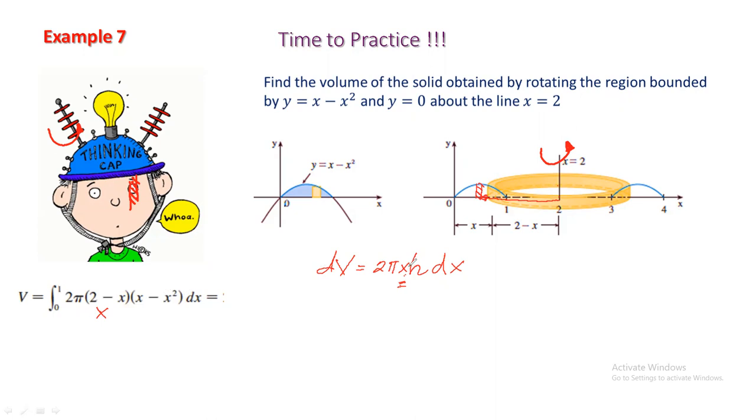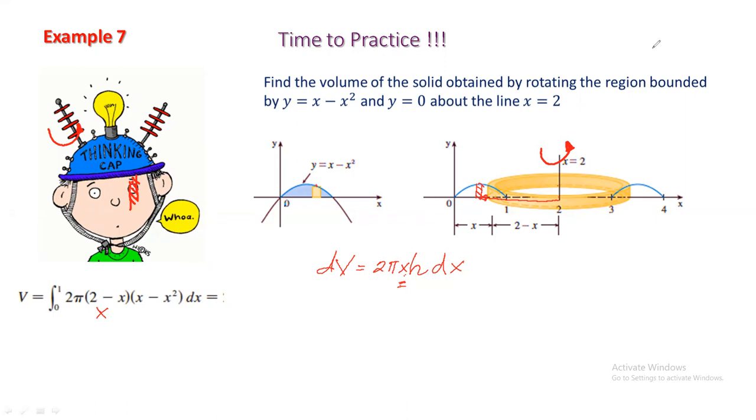What about the h? This one. That would be x minus x squared. This one. The h. The y in terms of x. So that's x minus x squared. That's it.